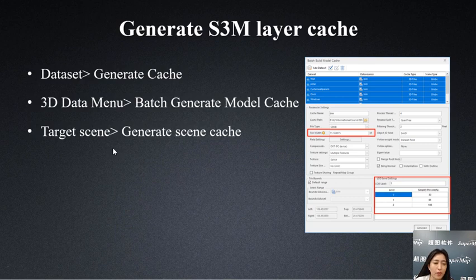So we could right-click our data set and generate a cache, or click the 3D data menu to batch generate a model cache, and that will generate one file of the S3M. Or we could right-click the target scene and generate the scene cache.